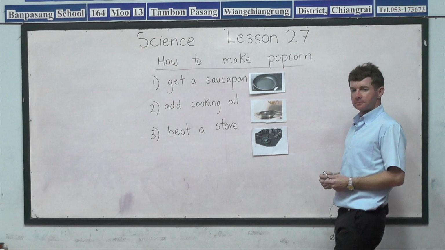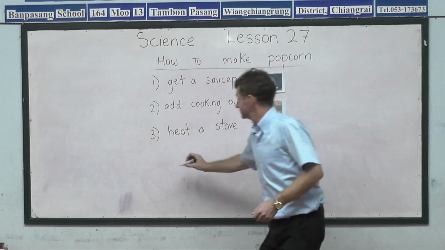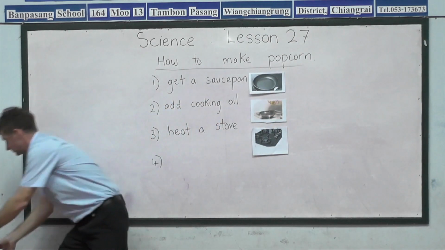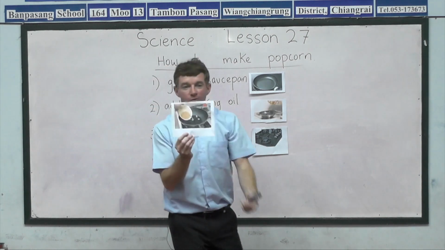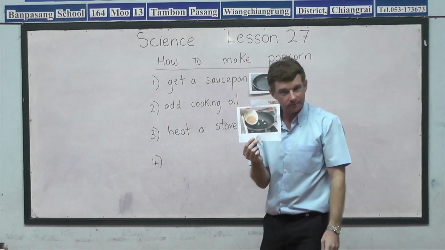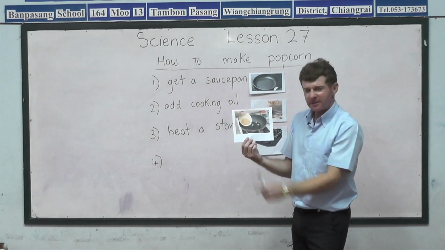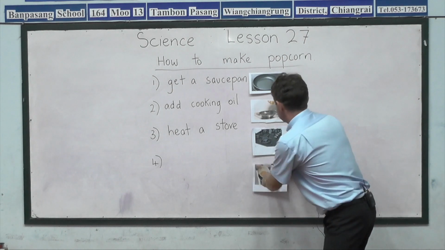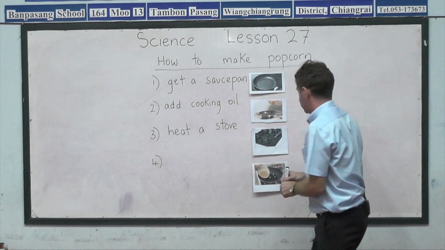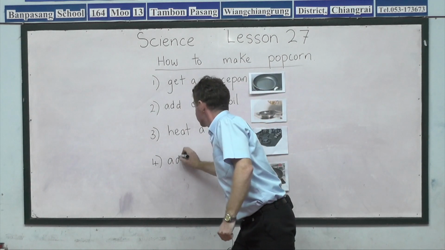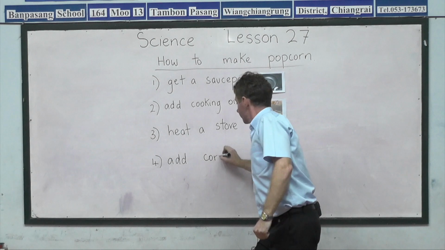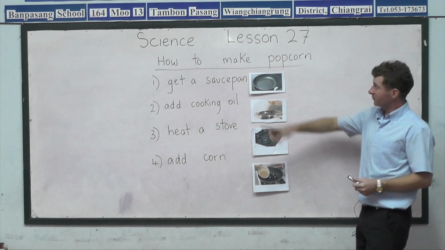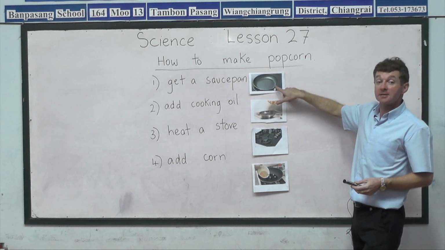Next step, what number? Four. Step number four. Now what do we need to add? Corn. We need to add? Corn. Is it popcorn yet? No. No, it hasn't popped. So what we say next, we need to add corn. Add corn.